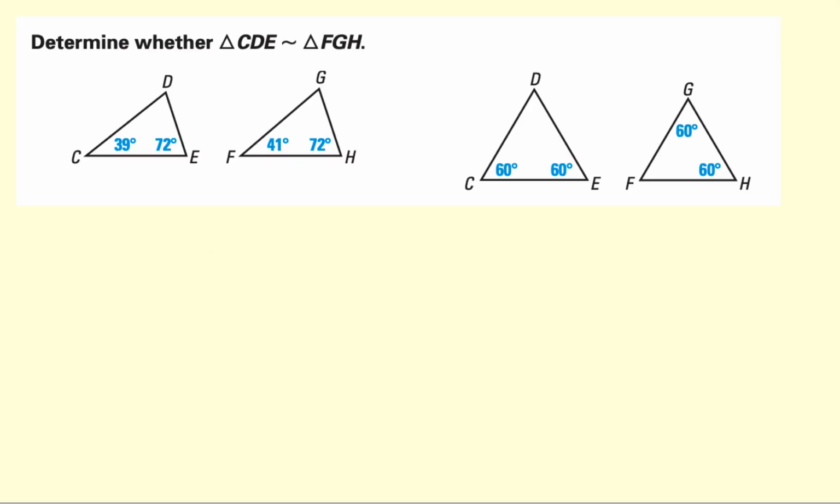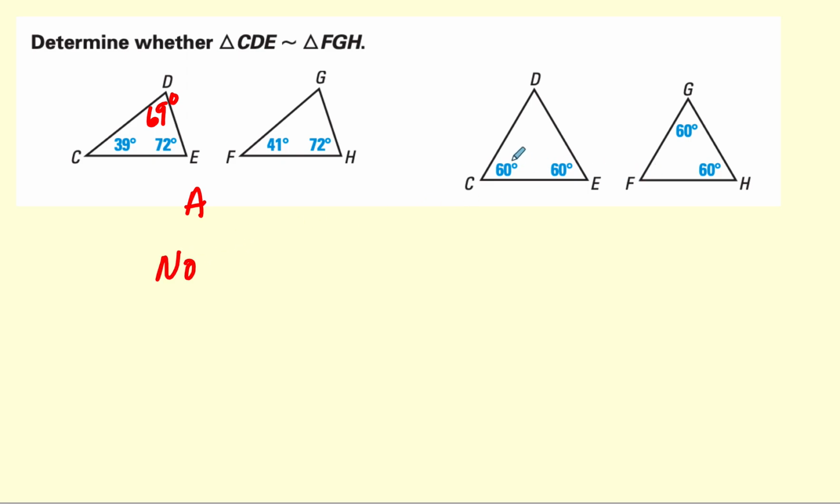Let's determine whether these two triangles are similar. So I have two angles here and two angles here. Let me try to figure out the third angle. The third angle is 180 minus 39 minus 72. That angle will be 69. And I can already see I won't have a match. I have an angle pair, but I don't have two angle pairs. So I'll have to say no.